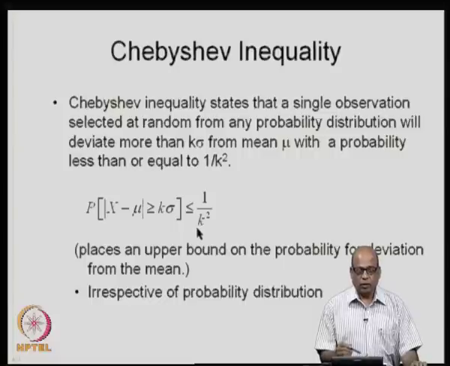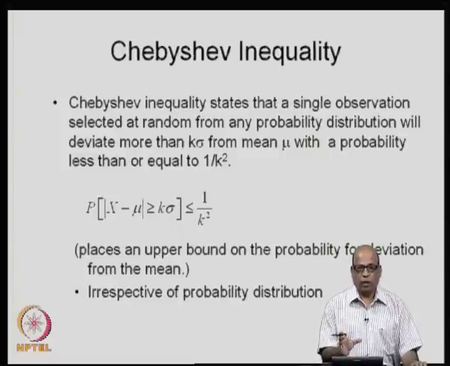So, here we are interested in what is the maximum probability with which a given value of x will differ from its mean by more than k sigma, let us say more than 1 sigma, 2 sigma, 1.5 sigma, etc. So, we are interested in how far is the deviation, what is the maximum probability by which it will differ from its mean on either side.